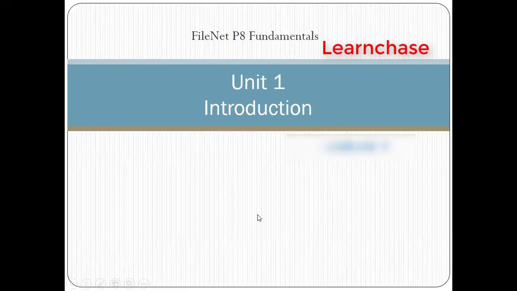Units that we are going to cover. First is about the introduction. And in the introduction, we will cover what is ECM, what is FileNet, and what are the different products in FileNet. There are two UI products from FileNet. One is called Workplace XT, and the newer one is called the IBM Content Navigator, or ICN. So we will deal with both Workplace XT and IBM Content Navigator.